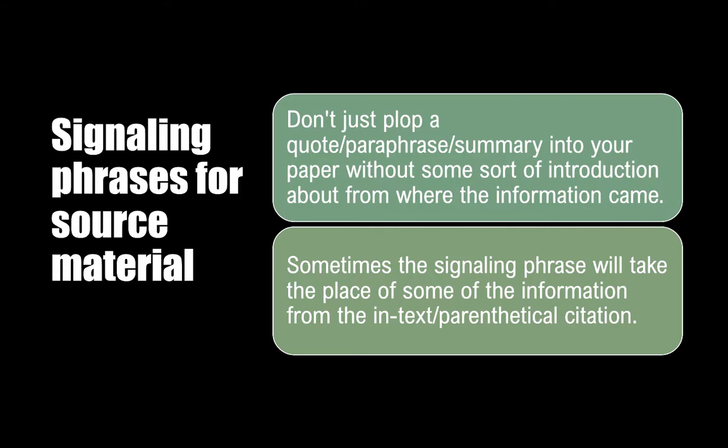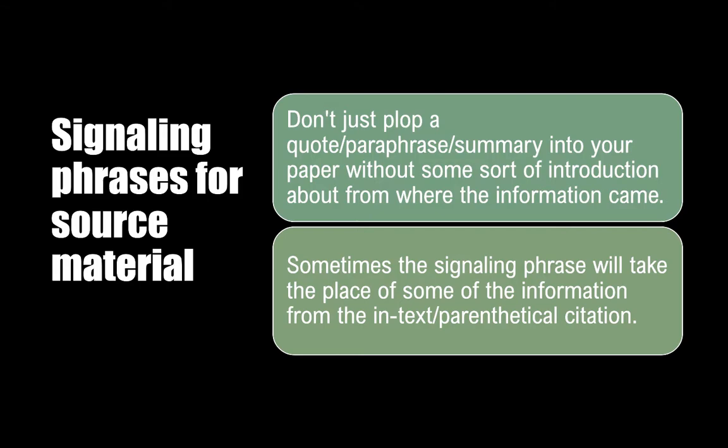Especially with statistics, a lot of people won't put a citation for statistics. And I'm like, you just happen to know that 24% of people hate the color red? I can't imagine that would be common knowledge. So you definitely need some sort of signaling phrase that starts the sentence, like according to, or as so-and-so writes in their article, title of article. Something that introduces the information. It's not just a paraphrase sitting there by itself that we can't figure out where it came from.